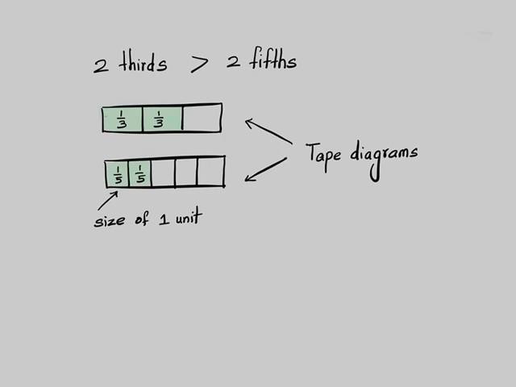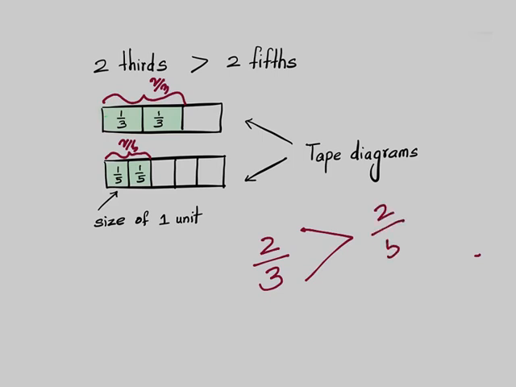So now we'll check whether 2/3 is greater or 2/5 is greater. So this is the value of 2/3, and this is the value of 2/5. Which size is bigger? Obviously 2/3 is bigger, right? So we have to write 2/3, and make the alligator sign. Keep the mouth open towards the bigger value. So 2/3 is greater than 2/5.